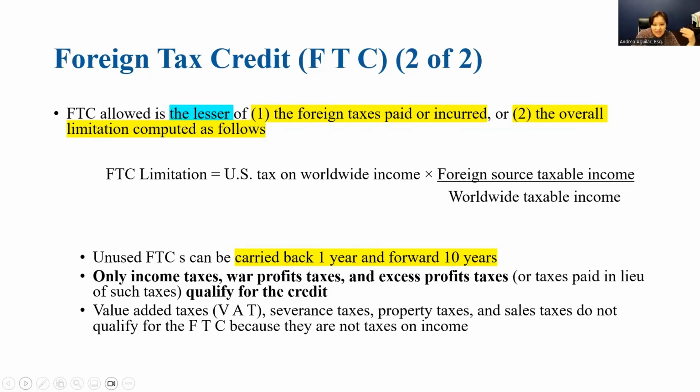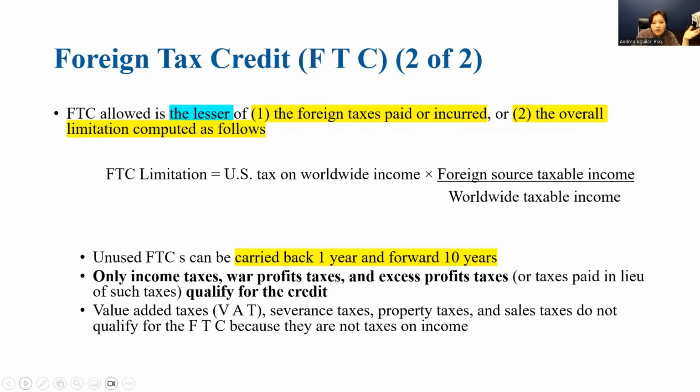in any tax year. What's going to happen with the rest of the taxes that I paid? Don't worry, you are not going to lose that. You can carry back 1 year or carry forward up to 10 years, but you're not going to lose the credit. So, how do we calculate that foreign tax credit limitation?